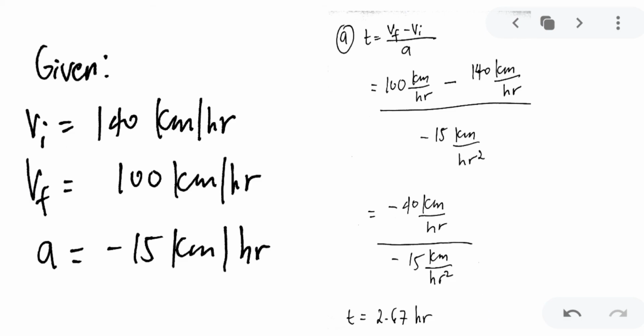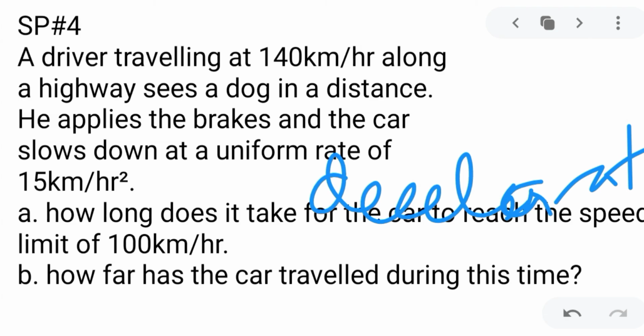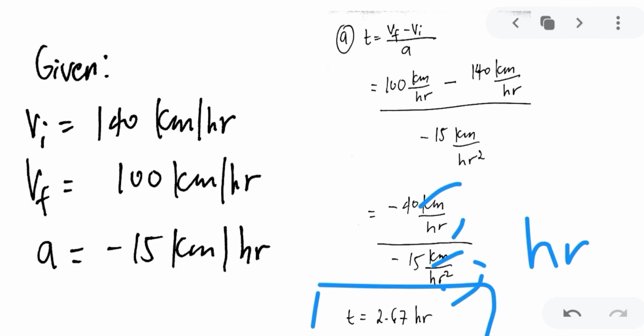So you have to cancel the km unit, since this one is in the numerator and the other one is in the denominator. For the hour squared and hour, you will be left with the hour unit in first degree. And then negative 40 divided by negative 15 is 2.67 hours. This is your answer. Therefore, it took about 2.67 hours for the car to reach the speed limit of 100 kilometers per hour. Now, let us answer letter B.